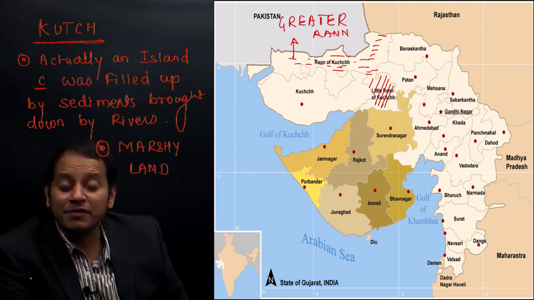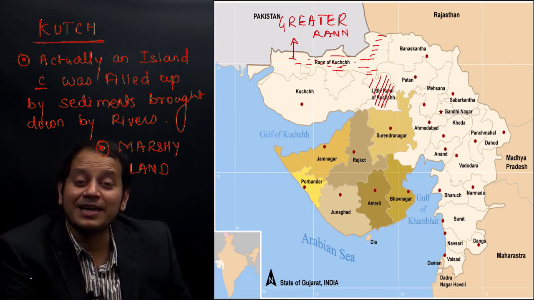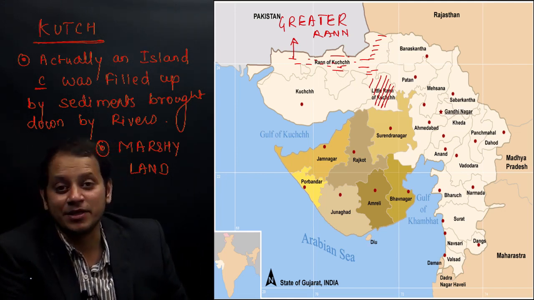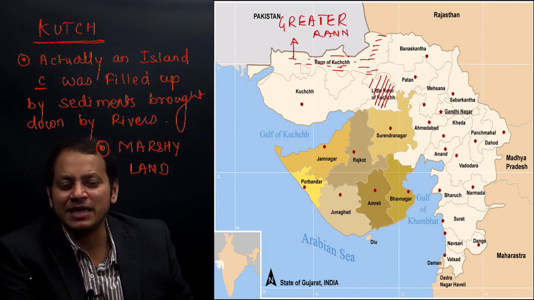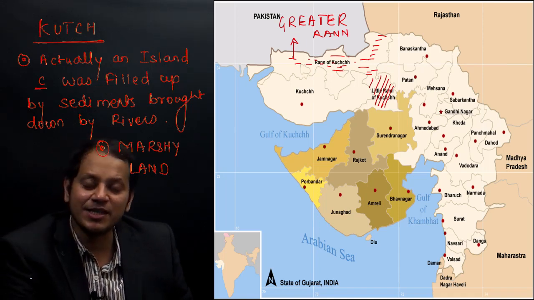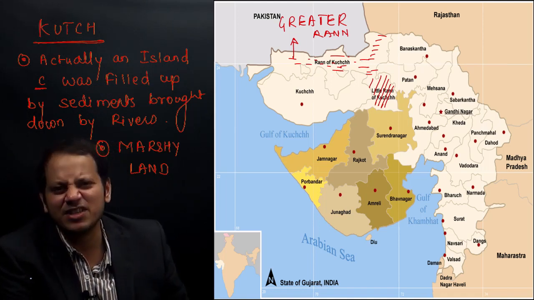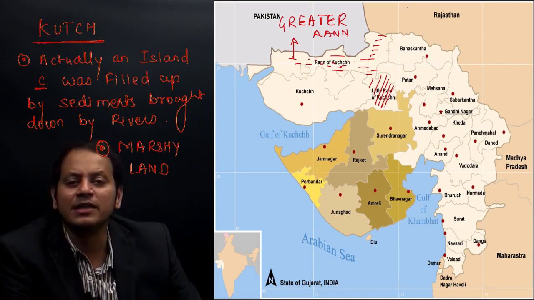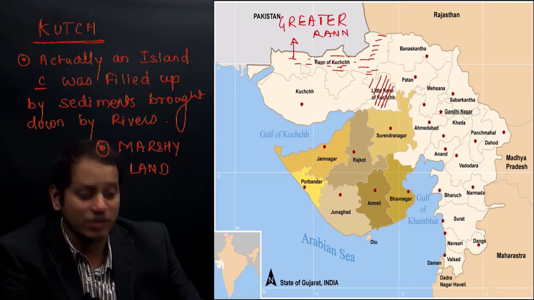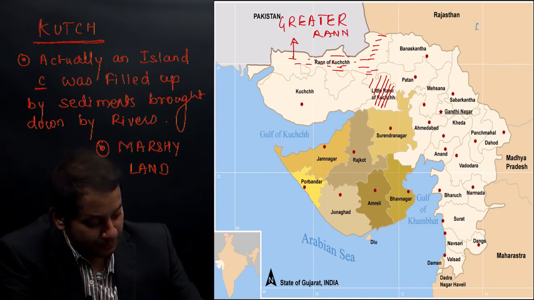Tell me the rivers which are emptying into this Run region. See the Greater Run of Kutch. There is one of the biggest inland rivers of India. It drains into the Greater Run of Kutch. It is the largest river of Rajasthan. No, it is one of the important inland rivers of India and one of the important inland rivers of Rajasthan. Which was the river? River Luni.